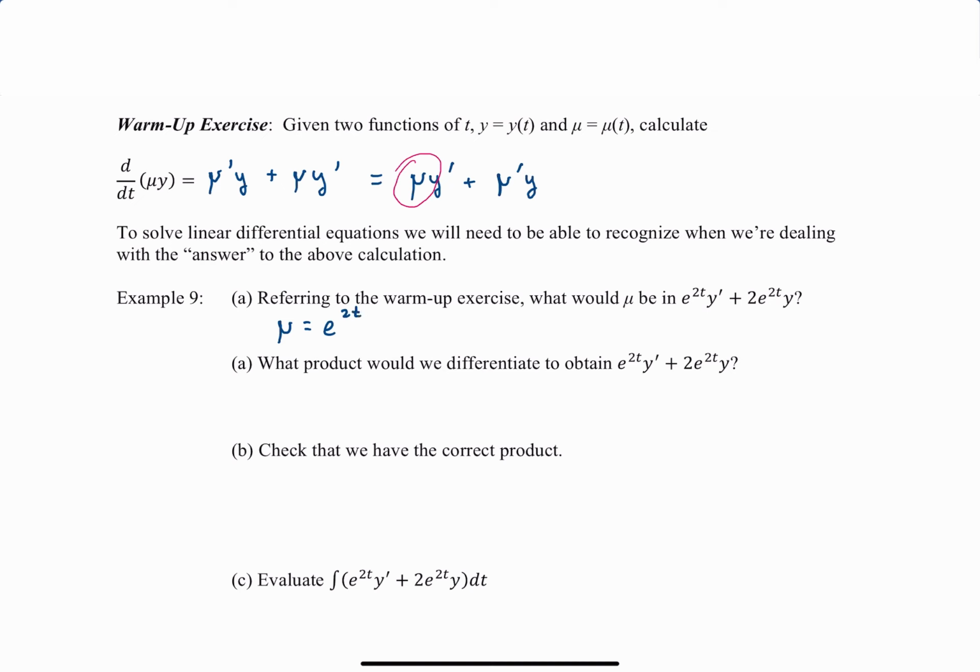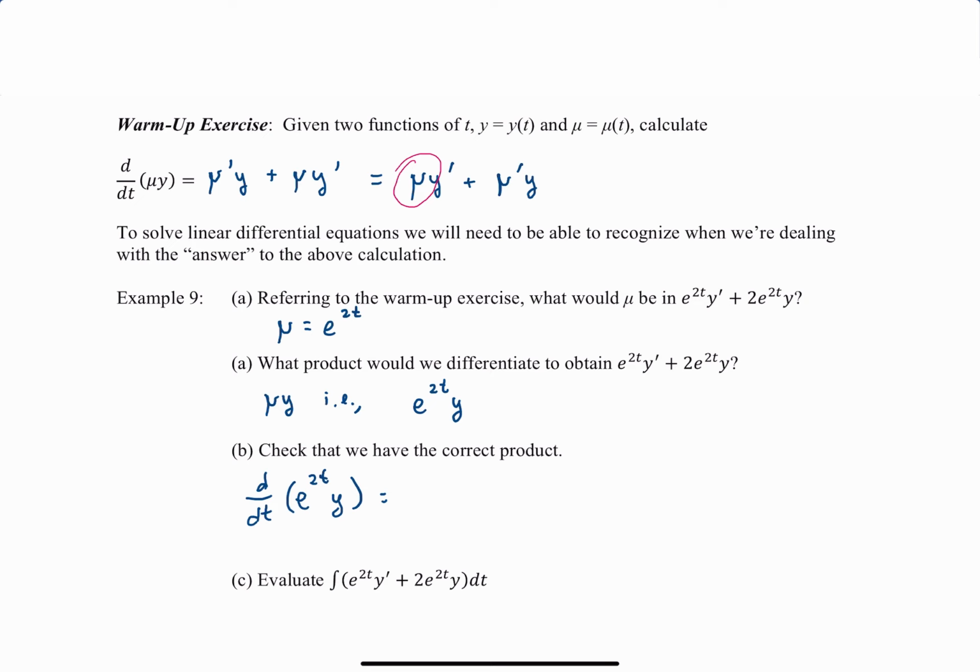So what product would we differentiate to obtain e to the 2t y prime plus 2e to the 2t y? It would be mu y. In other words, e to the 2t times y. Let's check and make sure that we're actually right about that. Let's actually differentiate e to the 2t y.